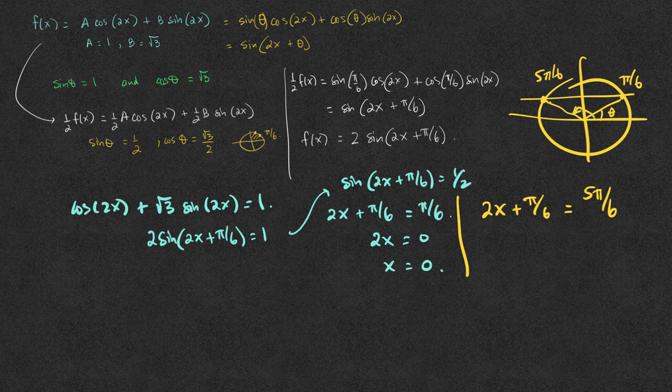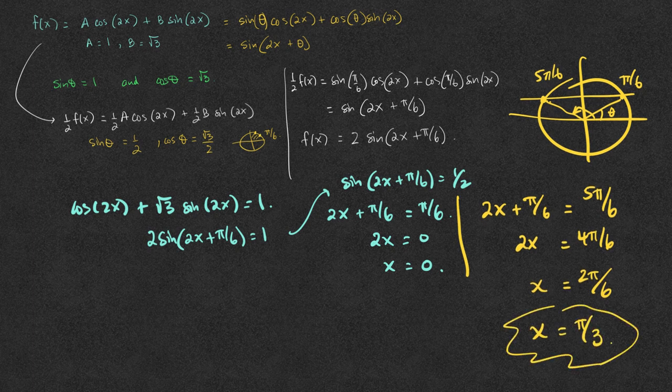also 1/2. Isolating 2x, we have 5 pi over 6 minus pi over 6 is 4 pi over 6. And so x equals 4 pi over 6 divided by 2, which is 2 pi over 6, or x equals pi over 3. And this is the smallest positive x that satisfies the equation.